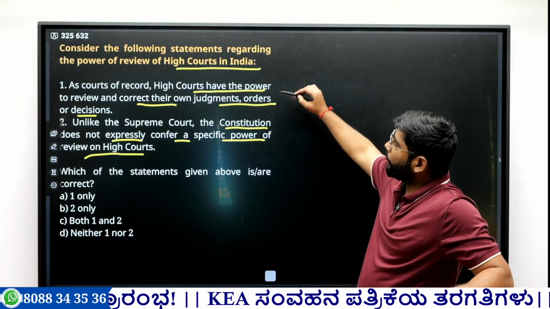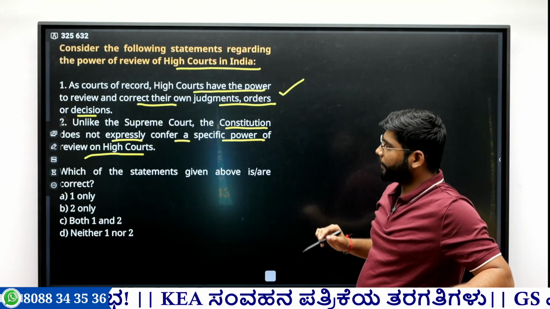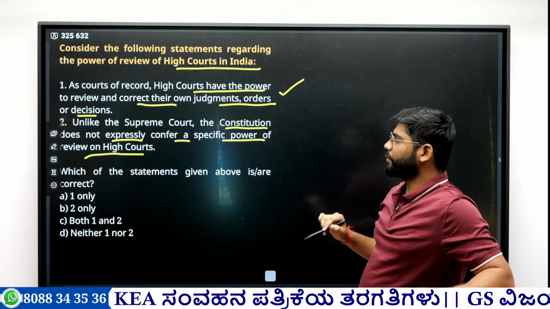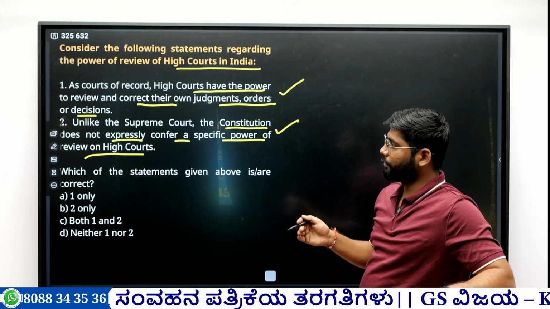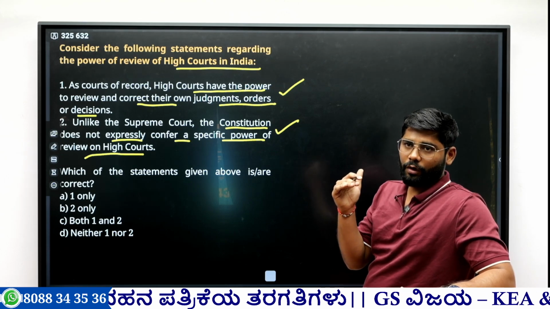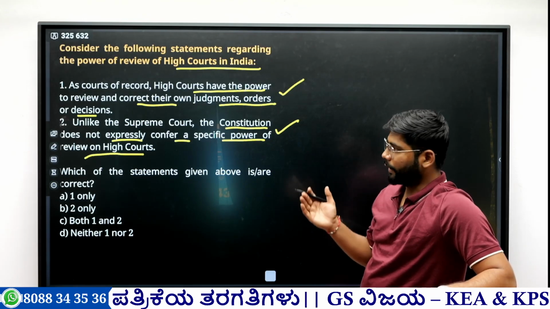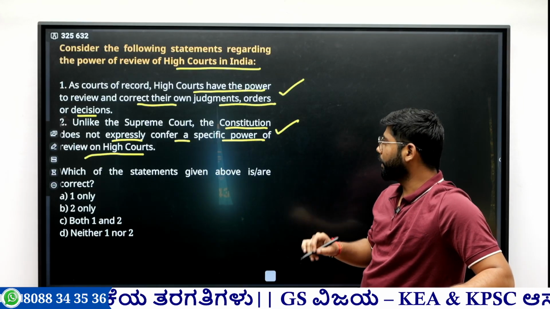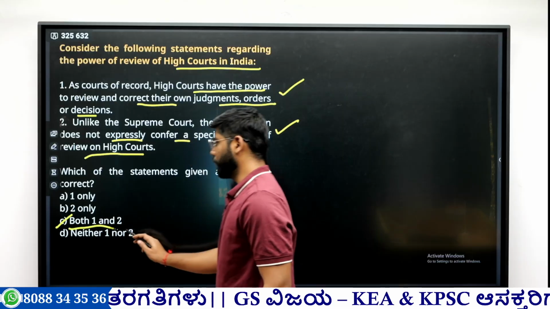So first statement, as a court of record, the High Court has the power to review and correct its own judgment, order, and decision. Yes. Now the second statement, unlike the Supreme Court, the Constitution has not expressly conferred the specific power of review on the High Court. This is correct. The Constitution has not given this power expressly, because we have seen the Constitution has not given detailed provisions of jurisdiction and power of the High Court. So this review power is not specifically mentioned in the Constitution, but for the Supreme Court, it is specifically mentioned. So this statement is also correct here. The correct option is C. Both are correct.